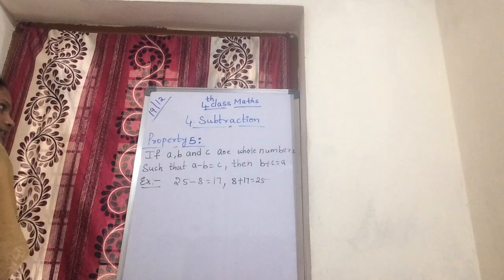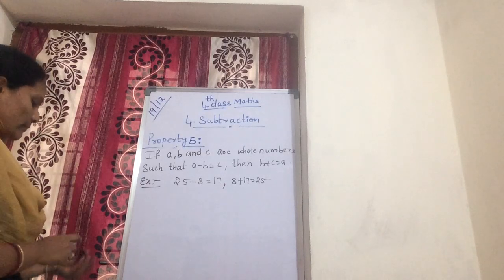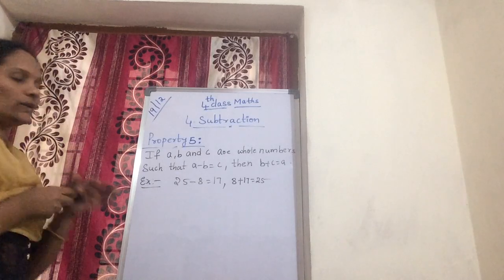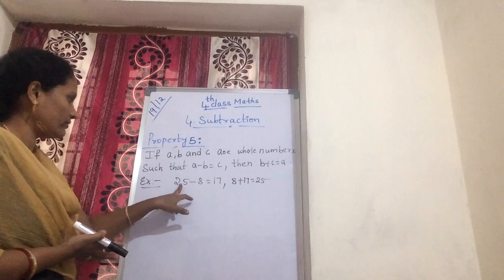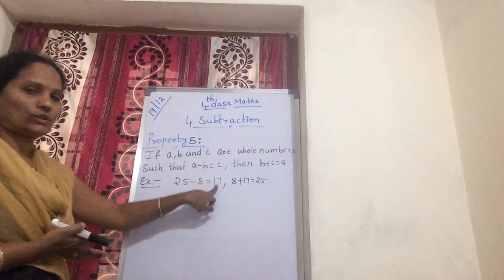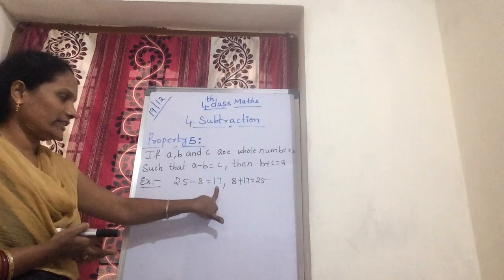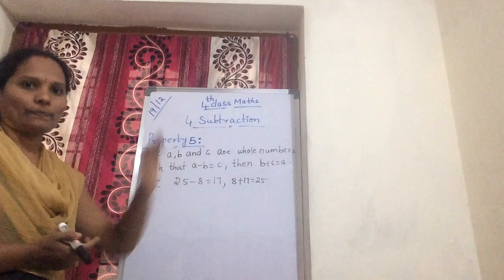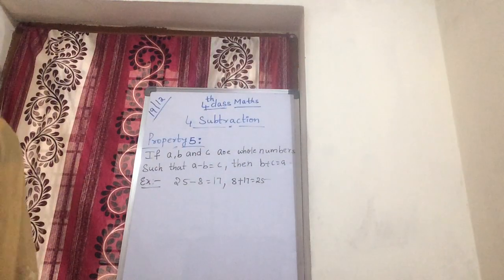Look at that property. Now if a, b and c are whole numbers such that a minus b is equal to c, then b plus c is equal to a. Now look at that. 25 minus 8 is equal to 17. But here 8 plus 17, you get 25. That is property 5. Okay, please copy it.